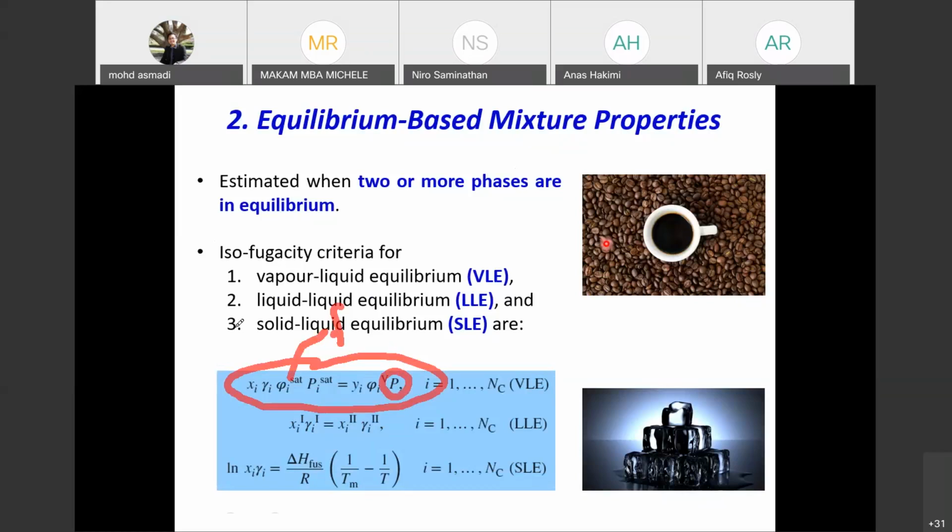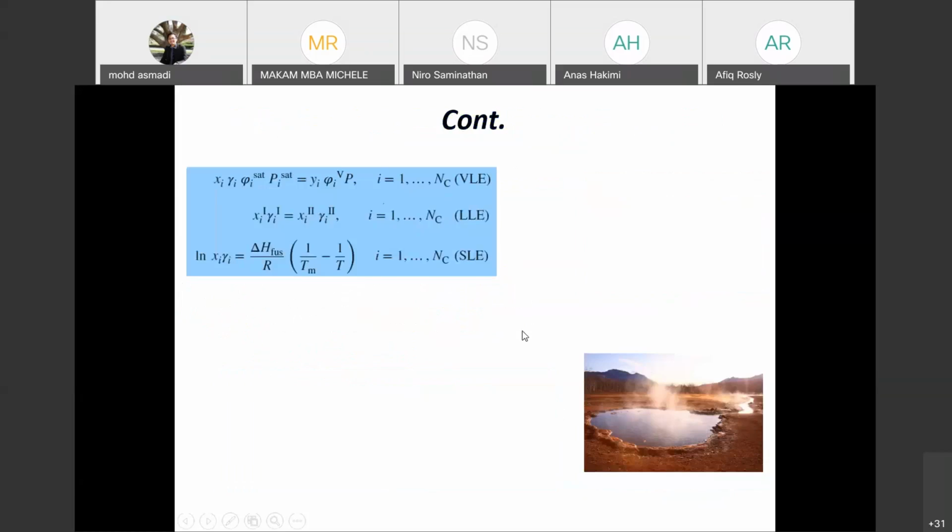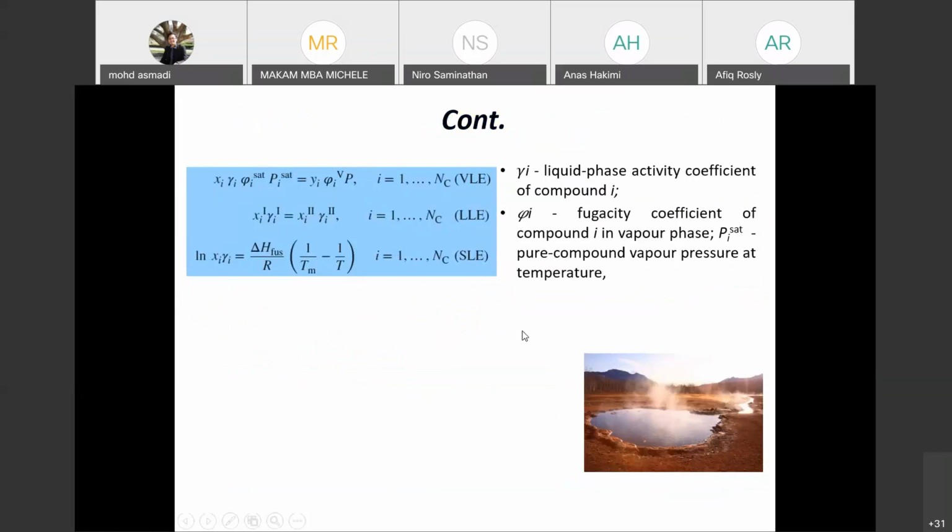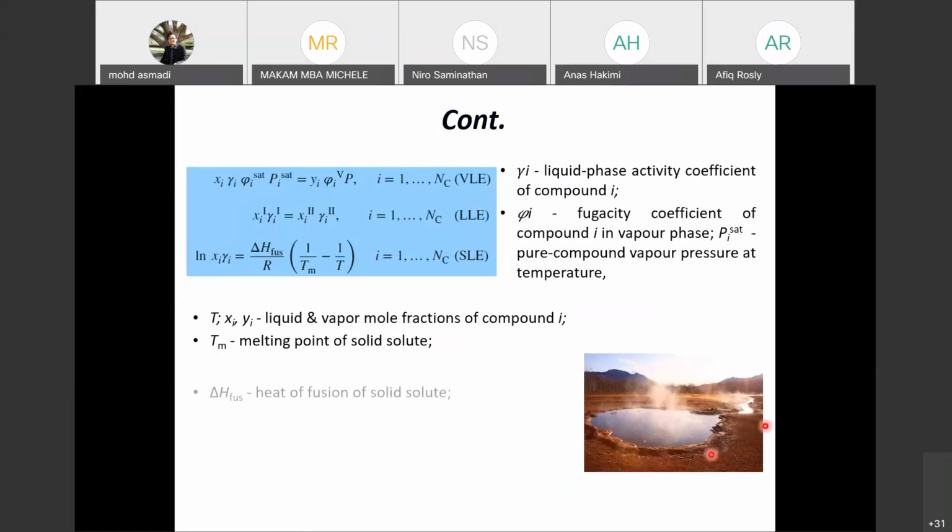This one is liquid, this one is vapor. This we have to remember. So with fugacity, each phase is similar, liquid and vapor. This one, LLE, similarly also, since they are in equilibrium. So you have to remember all these equations. This is the basic that you already learned previously, and the definition of each symbol.